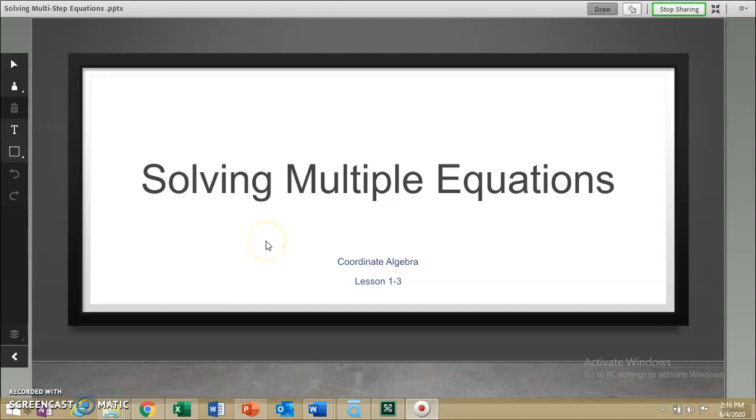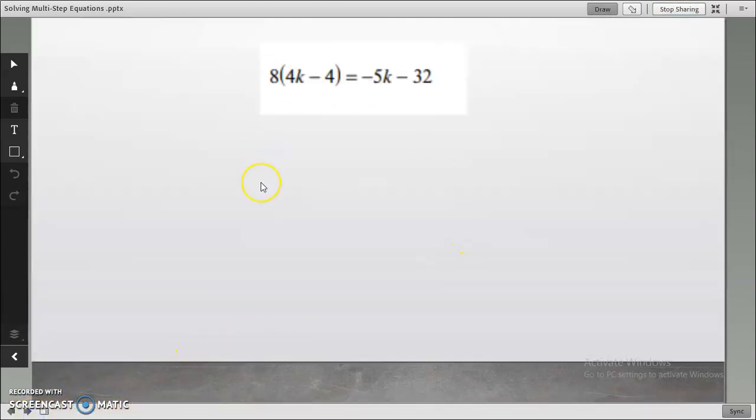Hello, today we'll look at some examples of solving multiple step equations. All right, so here's our first one.